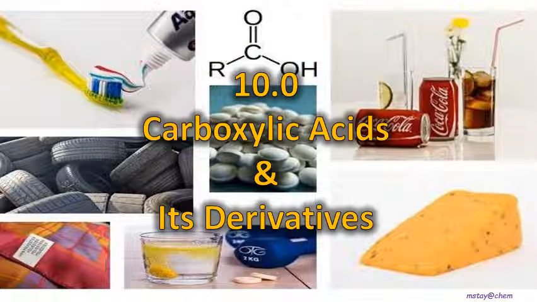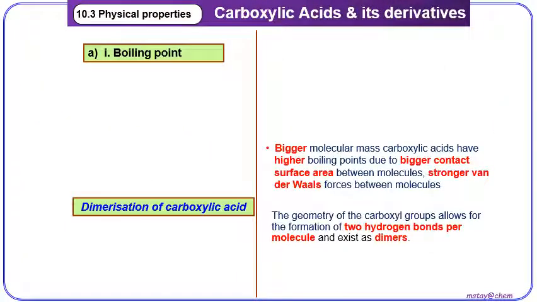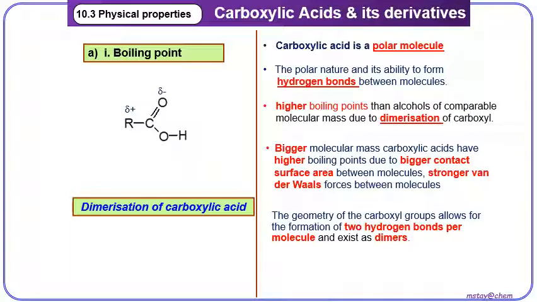In this video, we are going to discuss the boiling point and also the solubility of carboxylic acid. When we look at the structure of the carboxylic acid, we have the idea that carboxylic acid is a polar molecule. And this polar molecule is able to form hydrogen bonds between the molecules because there is hydrogen bonded to the oxygen. So this is one of the criteria to enable the compound to form hydrogen bonds between molecules.